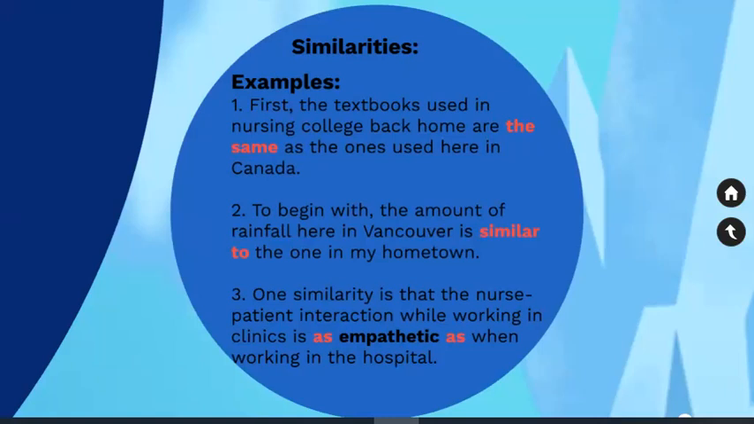And the third one says, one similarity is that the nurse-patient interaction while working in clinics is as empathetic as when working in the hospital. So obviously, this is one example of a main point for the question of comparing working in a hospital with working in clinics. So I gave you some examples so that you can see how to use these expressions in a sentence. But these are the similarity expressions: the same, similar to, as, plus adjective, plus as.